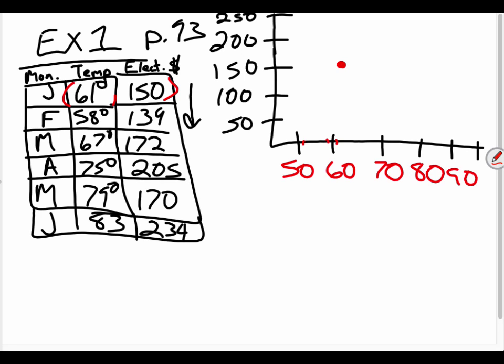If I go 58 for this next point, 58, 139, I got a point here. If it's 67, which is about right here, my bill is 172, which is about right here. The next point, 75, 205. 75, which is right here, is about 205, which is about right there. 79 degrees is 170, so 79 degrees is about right there, and I got a point about right there. And 83 is 234, so 83 is about right here, so about right here.